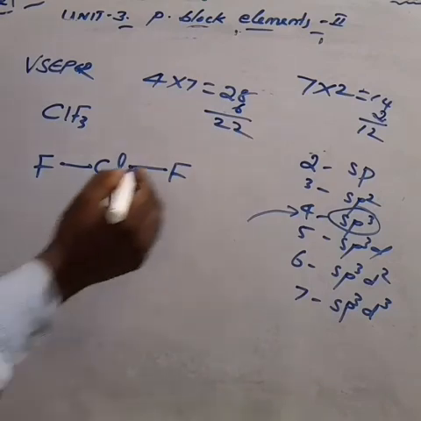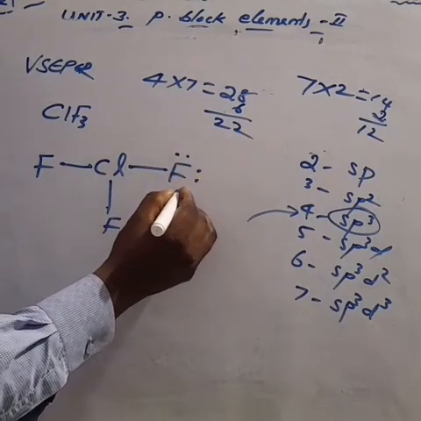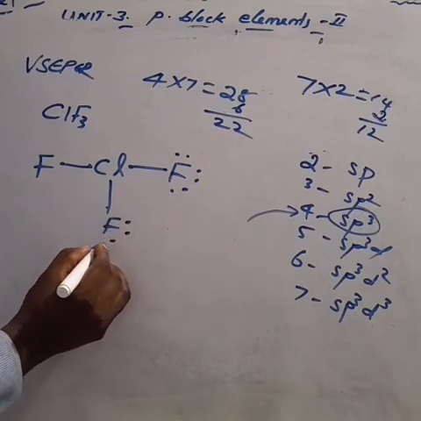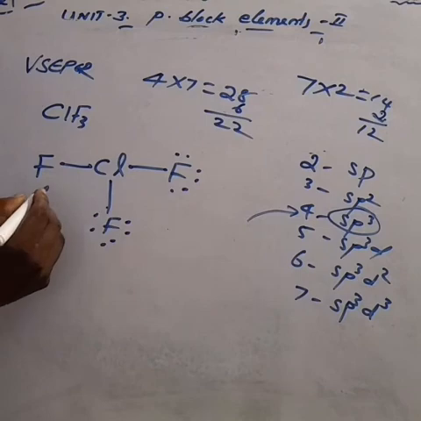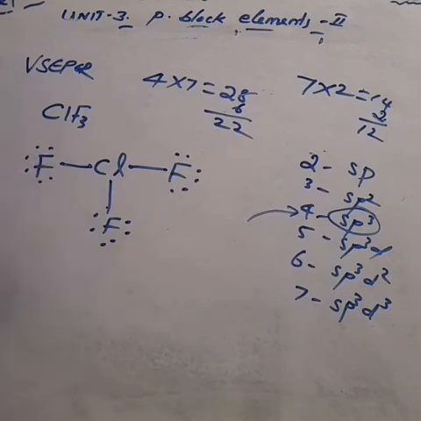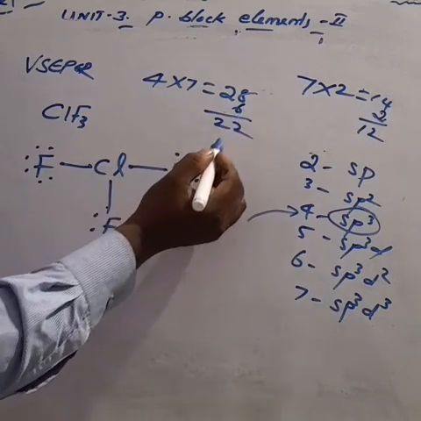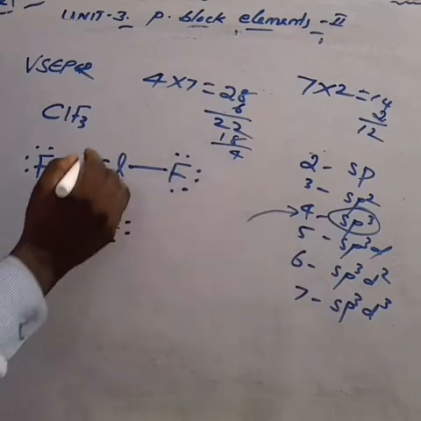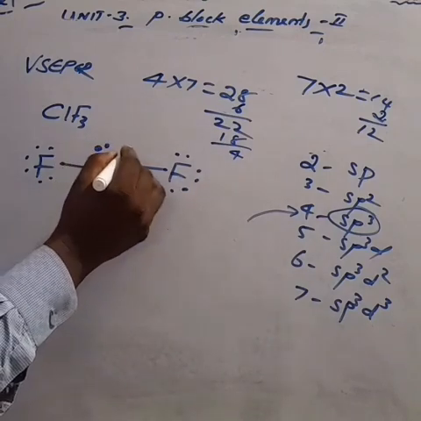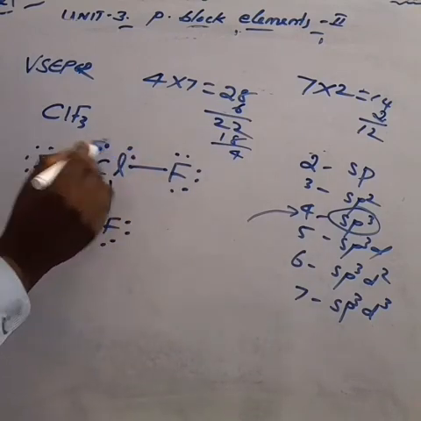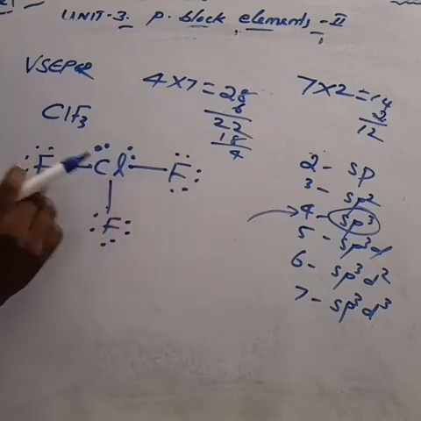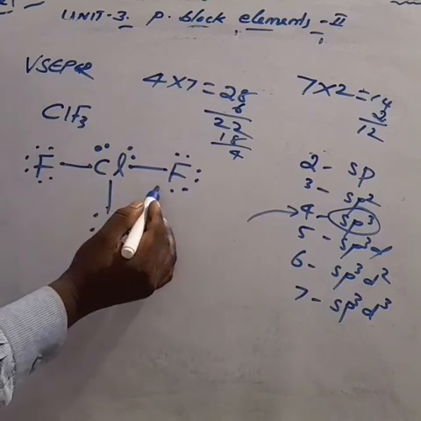I am accommodating the 22. First fluorine 1, 2, 3, 4, 5, 6. Next fluorine 7, 8, 9, 10, 11, 12. Next 13, 14, 15, 16, 17, 18. So remaining 4 more, am I right? So I am accommodating them on chlorine, nearest to chlorine. So due to electron repulsion here, we can say the shape should be changed.